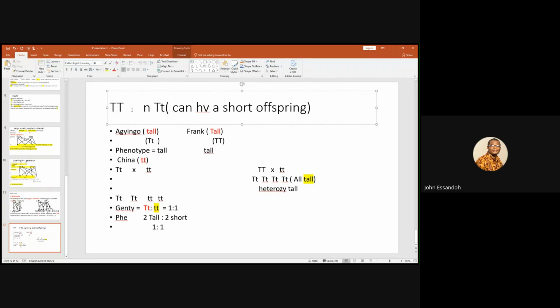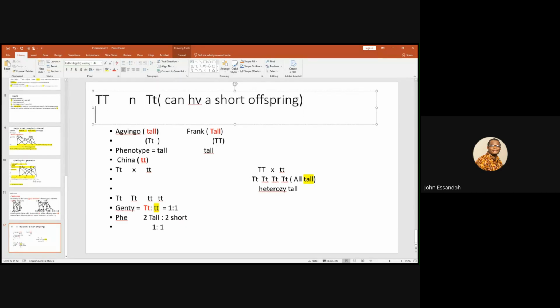Now, quick one. This question I normally ask in exams. I can say, why do we do cross tests? Why cross tests? We do it to establish, to distinguish between homozygous dominant and heterozygous dominant.